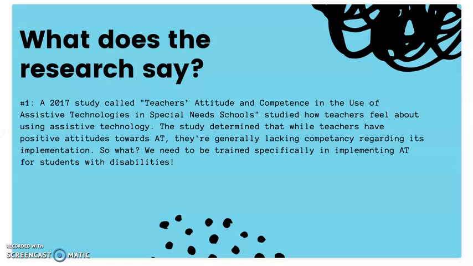So what does the research say about closed captions? Getting started, I looked a little bit at teachers' attitudes towards the use of assistive technology in school. So a 2017 study studied how teachers feel about using AT. The study determined that while teachers generally have positive attitudes towards assistive technology, they are usually lacking the competency to actually implement it. So what the study recommends is that teachers need to be trained specifically in implementing assistive technology for students with disabilities, including hearing impairments.